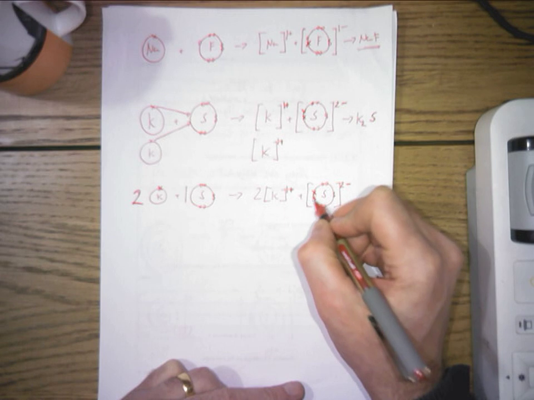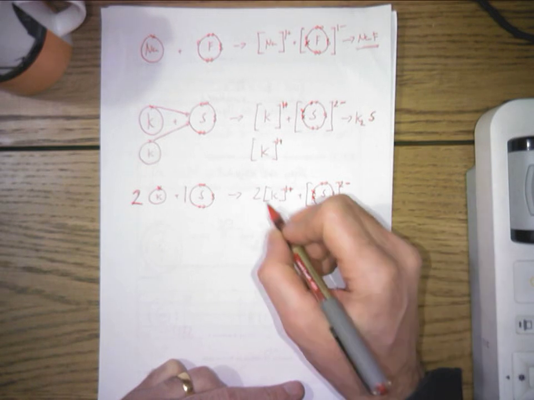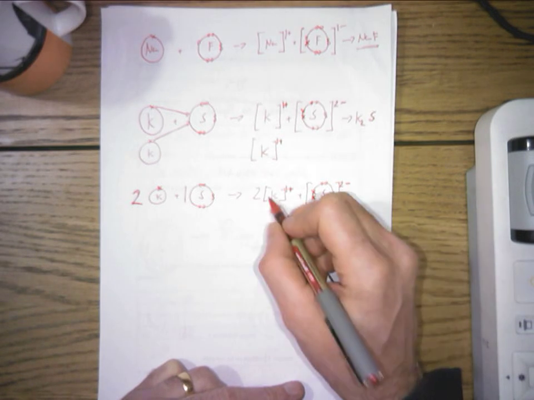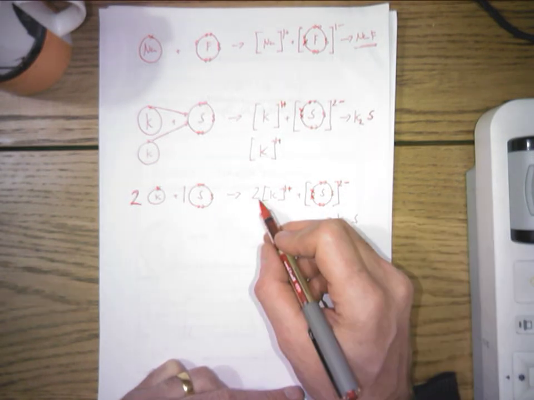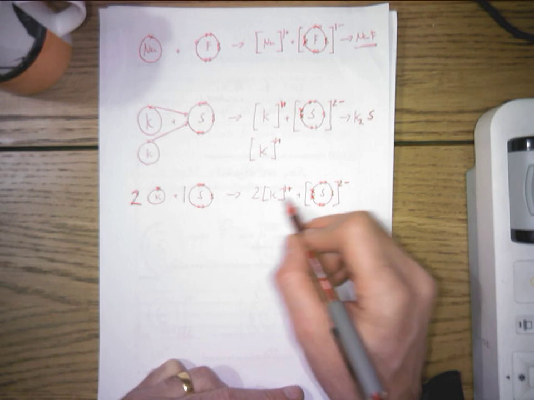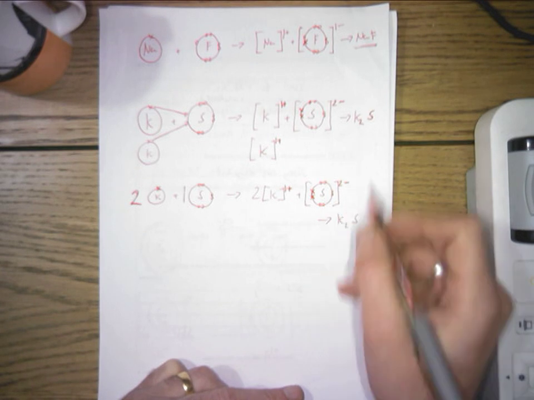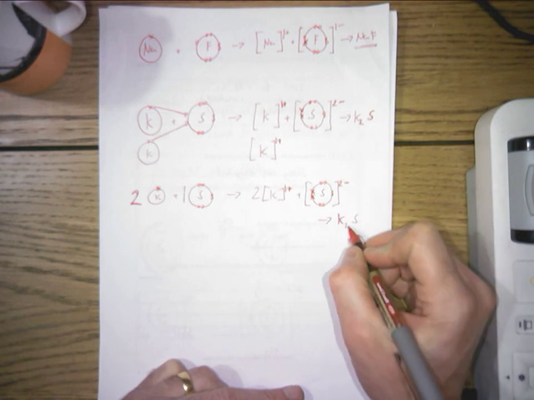And there are the electrons that used to belong to sulfur. They've been given, used to belong to potassium. They've been given by potassium to sulfur. 2 potassium ions and 1 sulfur ion in a compound is the formula K2S.